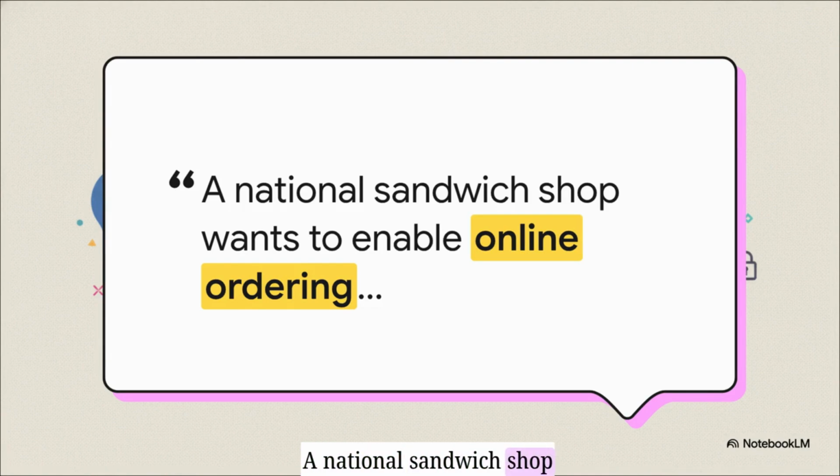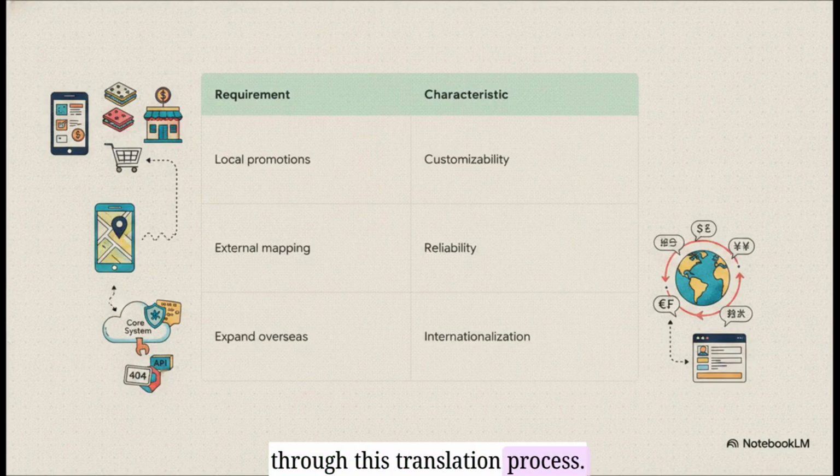A national sandwich shop wants to enable online ordering in addition to its current call-in service. Users will place their order, then be given a time to pick up their sandwich and directions to the shop. Oh, and there are also plans to expand overseas and offer daily local promotions. Sounds like a totally standard, plain English business request, right? Let's reverse engineer. Let's actually walk through this translation process.